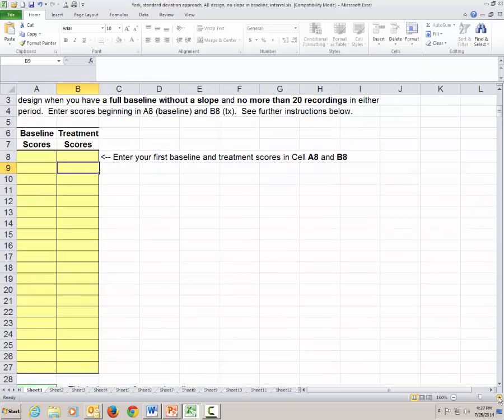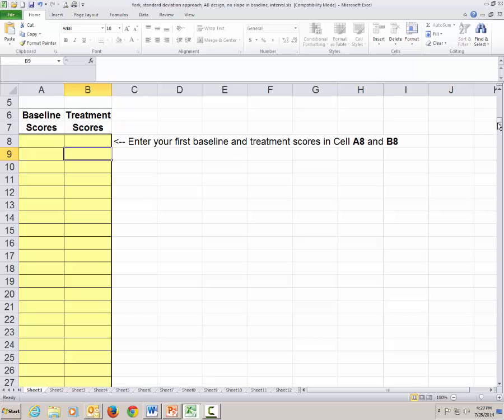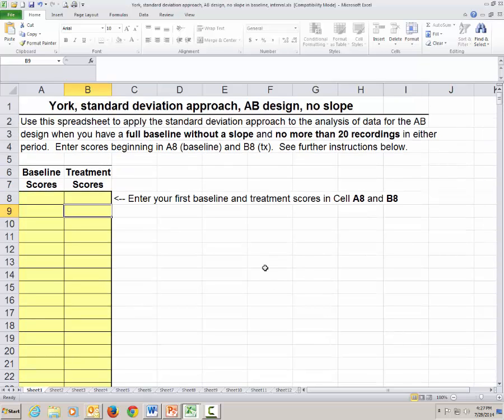Okay, make this a little bit bigger. So here is the file. When you load it in, this is what it looks like. You can see from the instructions, you put baseline scores here, here, here, here, treatment scores in this column. Let's put those numbers in here we just illustrated.